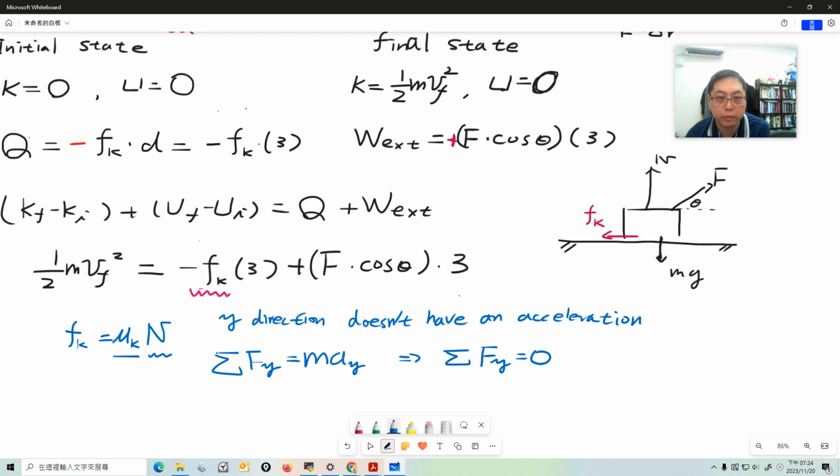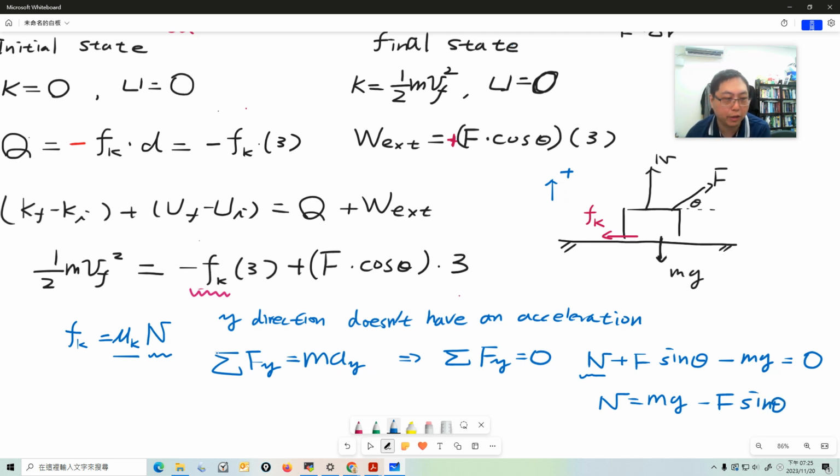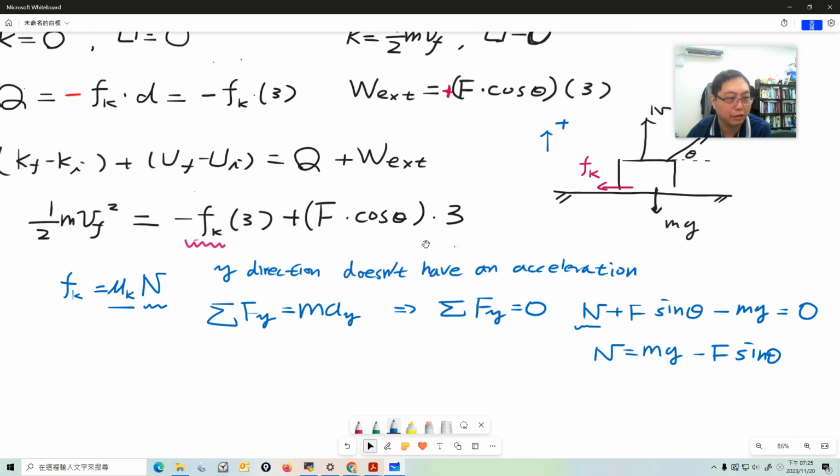Let's also assume upwards is the positive direction. So we'll have N plus F sine theta minus mg equal to 0. And then the normal force is equal to mg minus F sine theta. So we found the normal force. And then we can put this normal force into the Fk. Why do we need this? Do you understand?